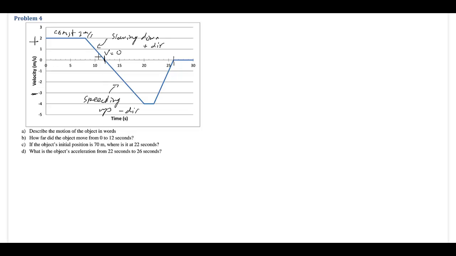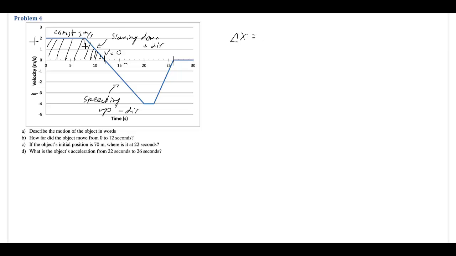Okay? How far did the object move from 0 to 12 seconds? So that's from here to here. Now you'll recall, it's asking how far did the object move. So essentially it's asking for delta x, which for a velocity versus time graph, and this is something that I would write down on your equation sheet somewhere, the displacement is the area between the graph and the x-axis here. So this area, whatever it is, is going to be our displacement.